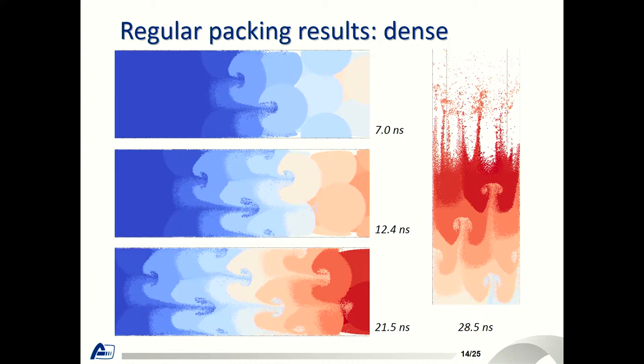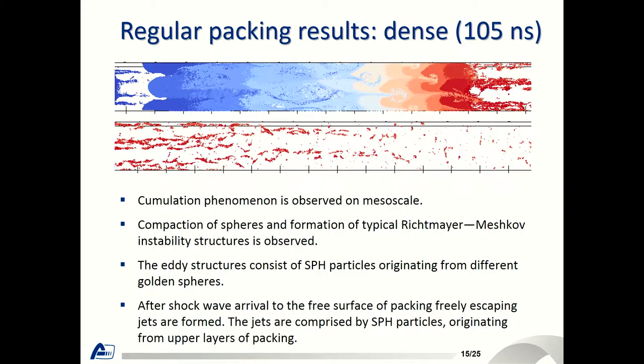When the shockwave comes to the surface of the pack, jets appear that freely expand into vacuum. We do not model air, only gold, tungsten, and vacuum. The overall figure looks like this, from here to here. So the initial structure is completely lost. And some jets continue to propagate into vacuum.